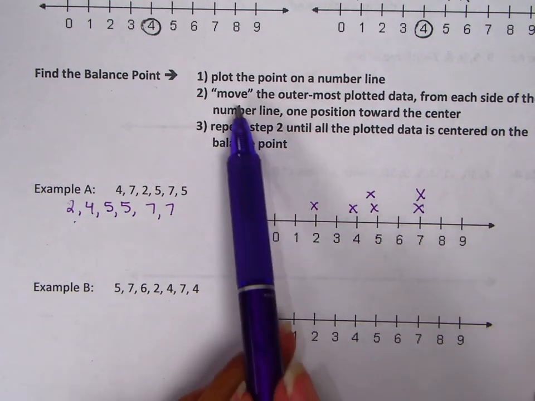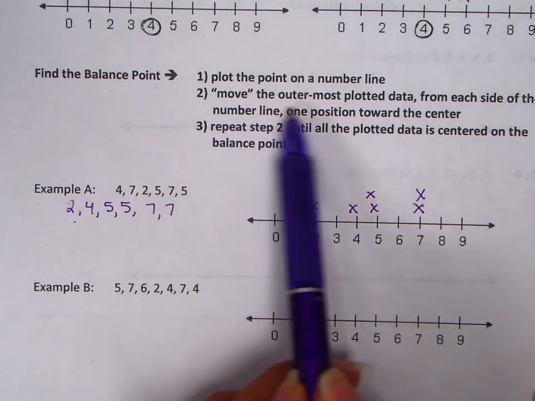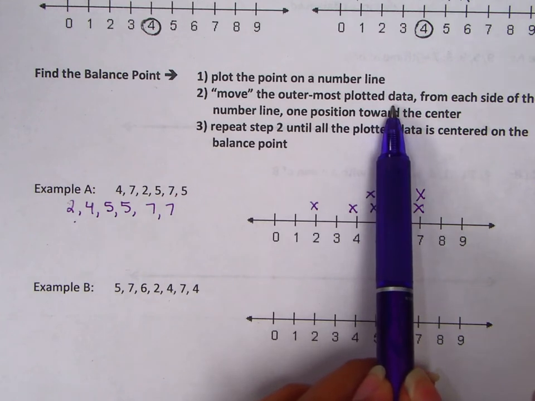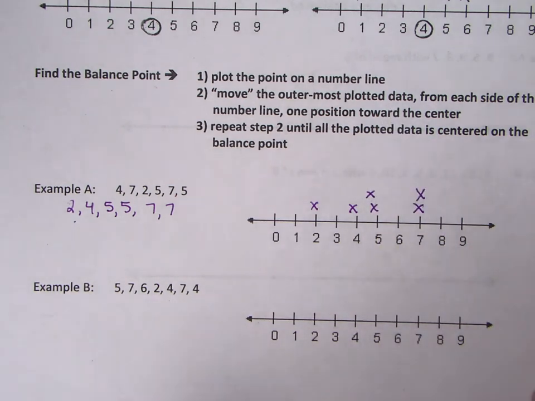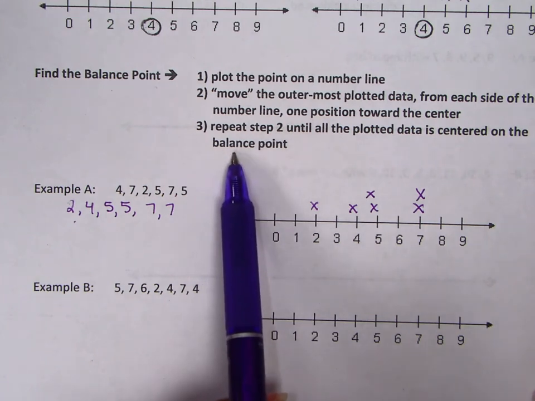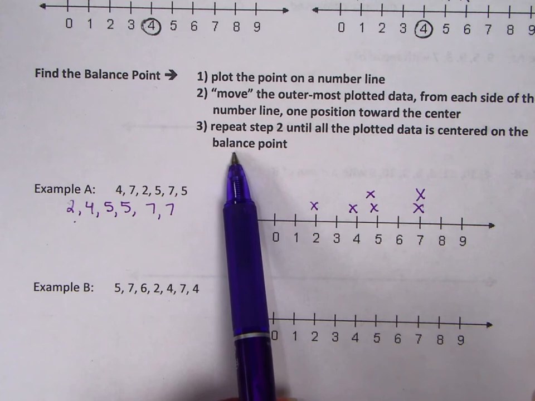And how we're going to do that is we are going to move the outermost plotted data towards the center. And we're going to go from one side to the other, one movement at a time. So move from the left, then move from the right. Move one from the left, move one from the right. And you just keep moving towards the center. And when you get all your counters to the middlemost point, then that is going to be your balance point.